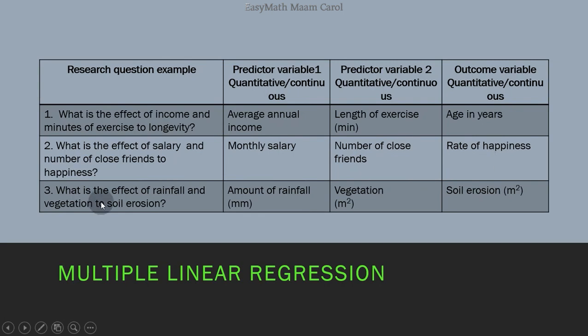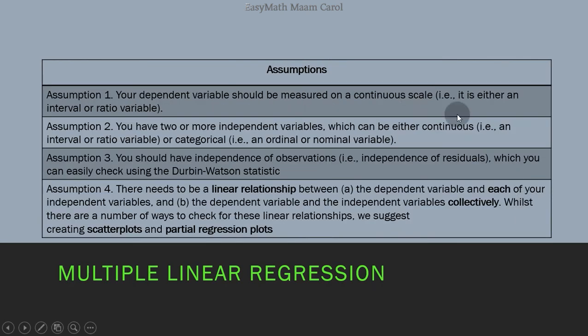And then the effect of rainfall and the amount of vegetation to soil erosion. Vegetation is also measured in square meters as well as soil erosion. This time, you want to check if the more rainfall or the more vegetation would produce less or more soil erosion. You want to check its relationship. So the assumptions for this are listed here. Let's check one by one.